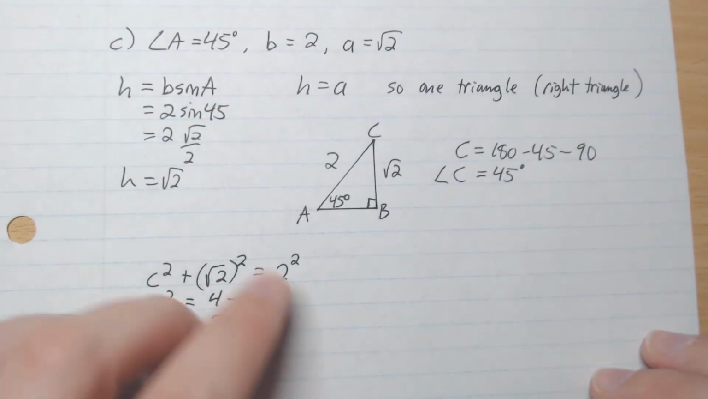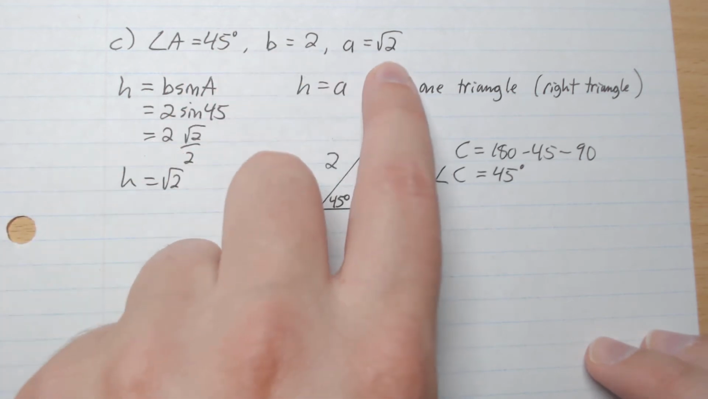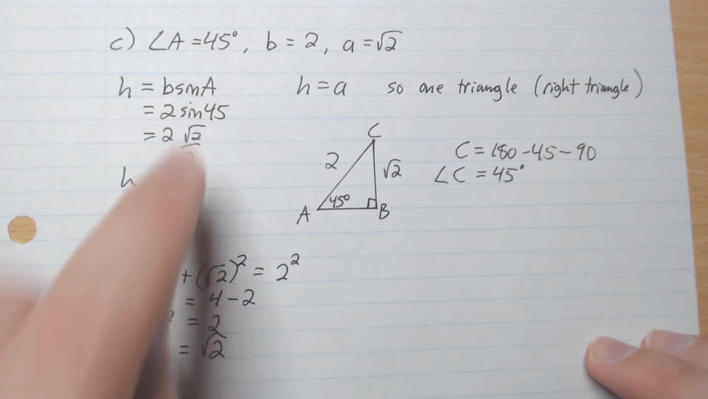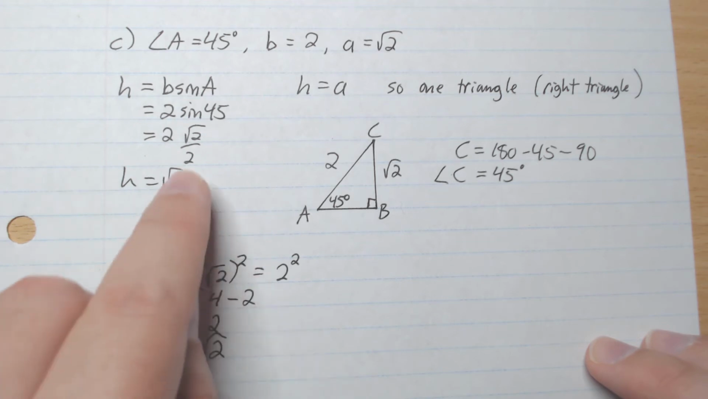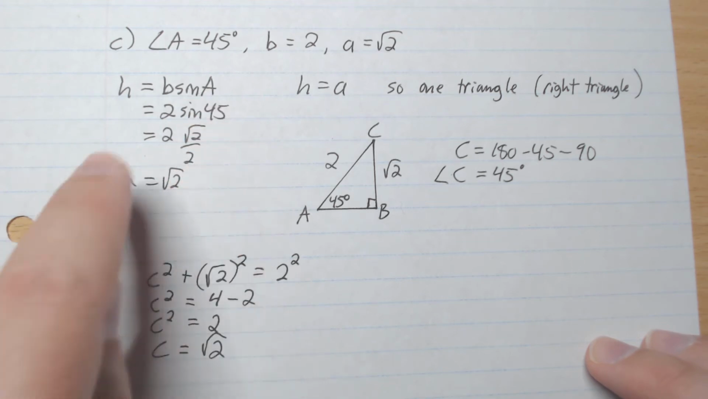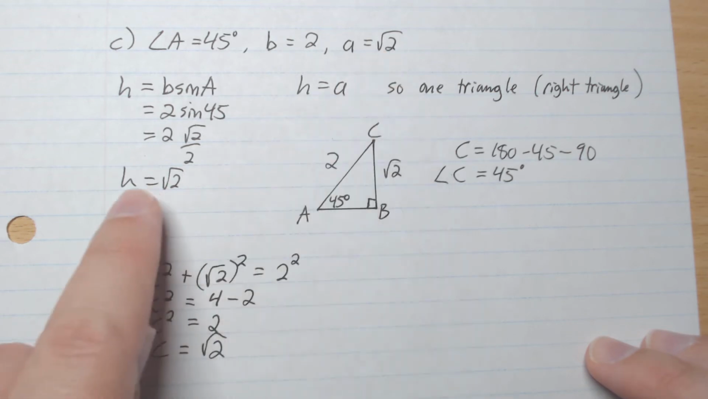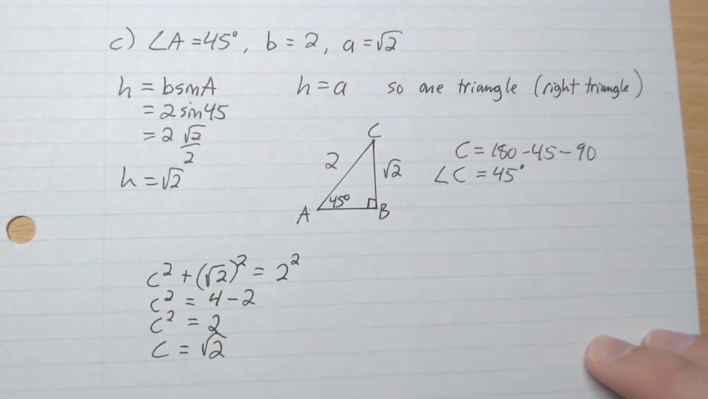Okay, C. Angle A is 45, side B is 2, side A is root 2. H equals B sine A, so that's 2 sine of 45, which gives 2 root 2 over 2. These 2's cancel, so H is root 2. So we have A is equal to H. This means one triangle. It's a right angle triangle.